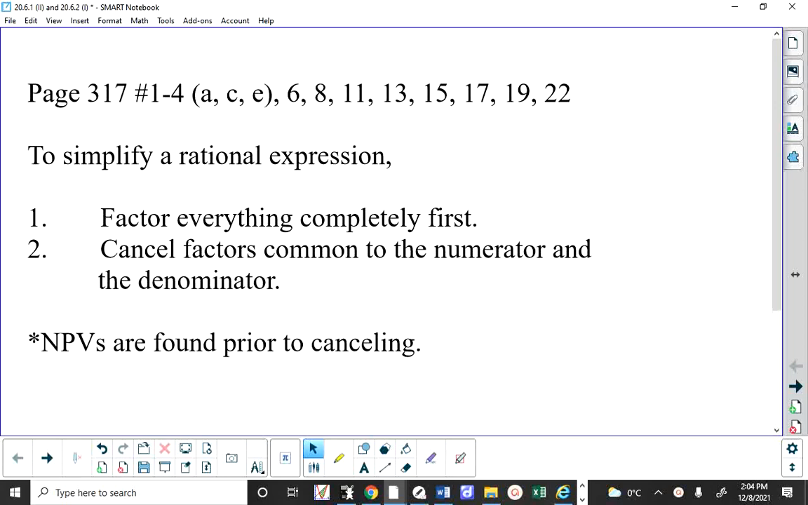And remember, your non-permissible values survive all the canceling. You have to look at the non-permissible values before you start and commit to them. If you cancel a factor, it doesn't matter. The non-permissible value that factor created is still a non-permissible value.